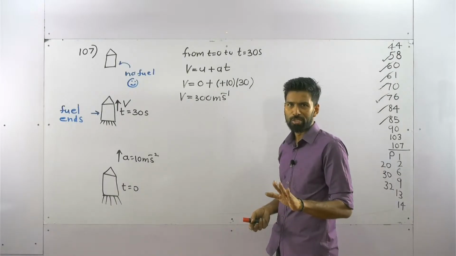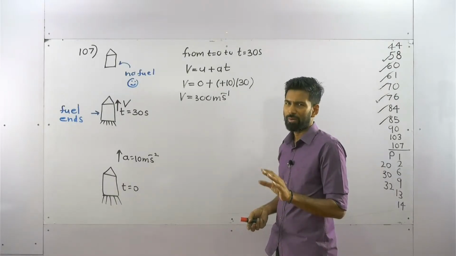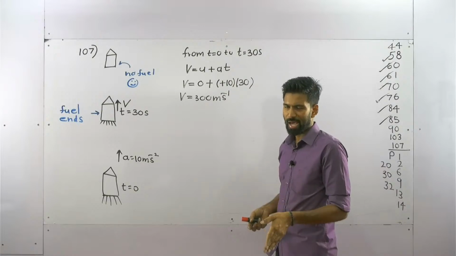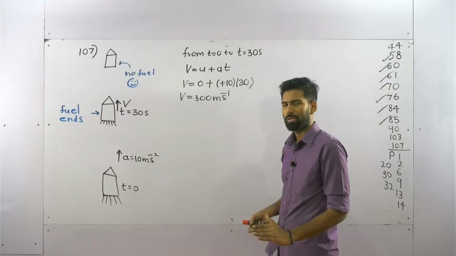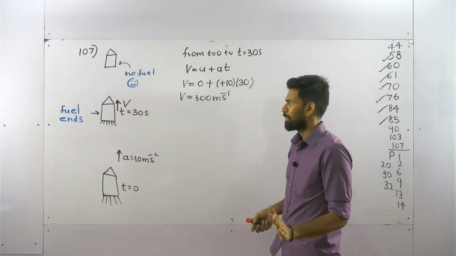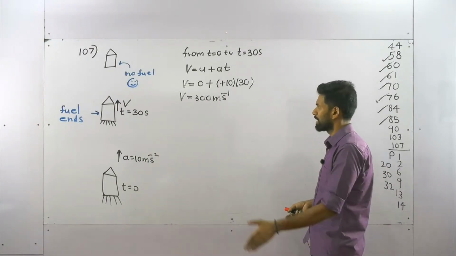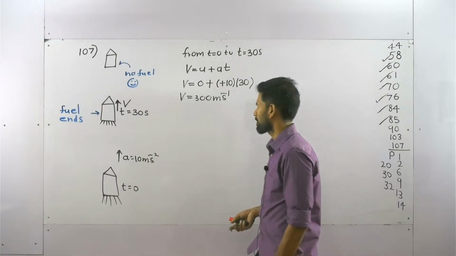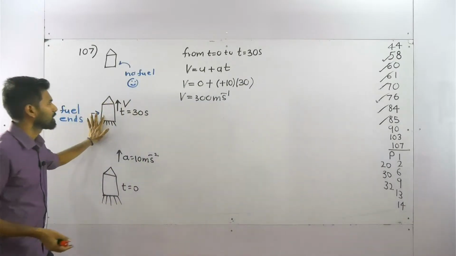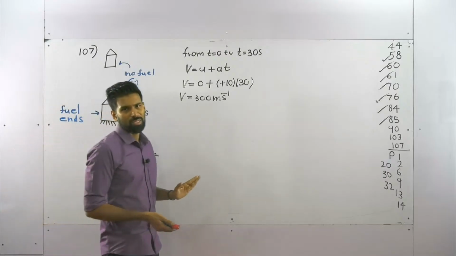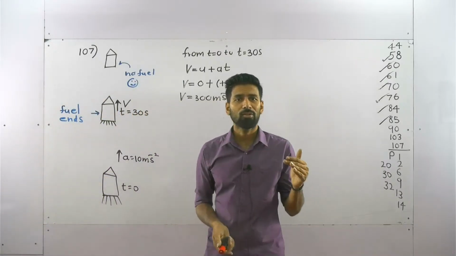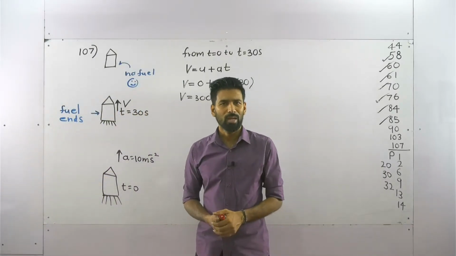So they have given that acceleration, it's +10. It's not a case of simple motion under gravity. The weight is there, but there are additional forces which create this acceleration. So I'm applying this acceleration +10 upward, and after 30 seconds, the rocket has gained a velocity of 300 meters per second. But after that, what happens at the 30th second of its motion?